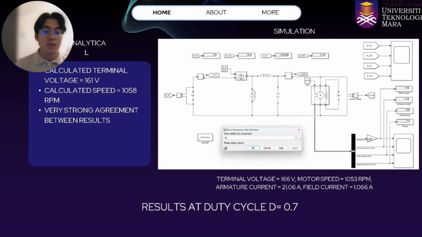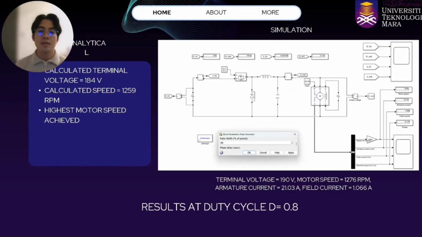Same with the duty cycle at D equals 0.7. At analytical, we got 161 volt for terminal voltage and speed of 1058 RPM. We refer back to the simulation. We got terminal voltage of 166 volt and motor speed of 1053 RPM. The same trend as before. When the terminal voltage increases, the speed also increases, which is the effect of increasing the duty cycle.